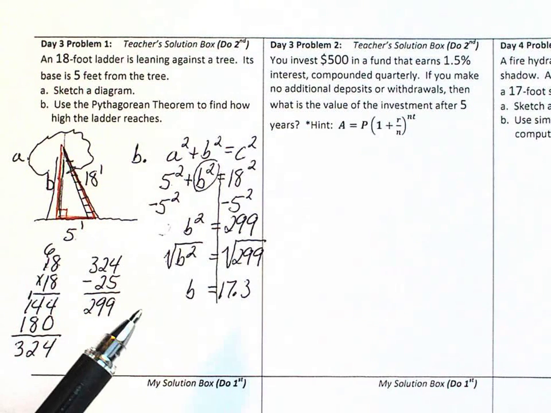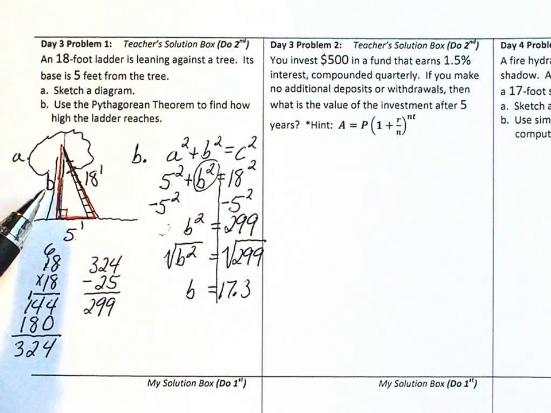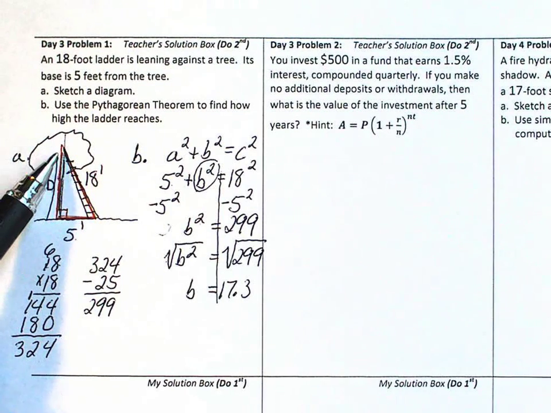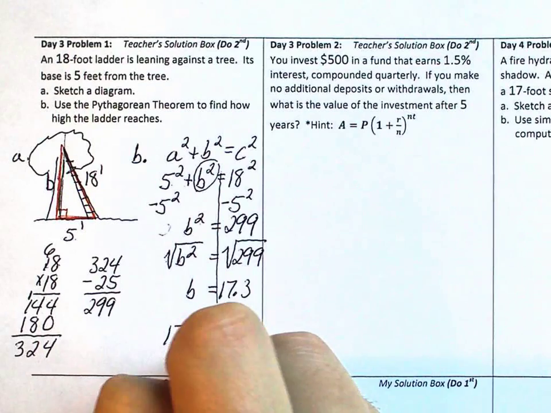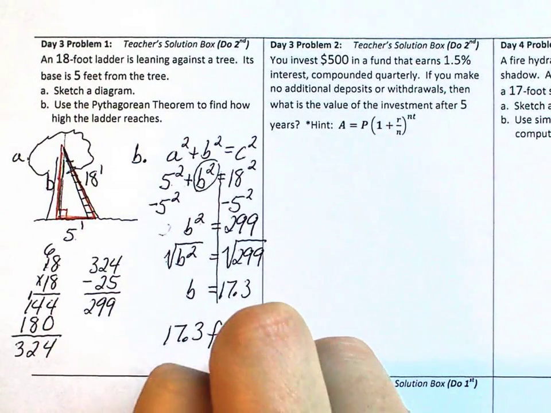And so we have found out that the answer for b is 17.3. The letter b is written here in the diagram, and that is the height that the ladder reaches up the tree. That's what we were asked to figure out. And so our answer is 17.3 feet.